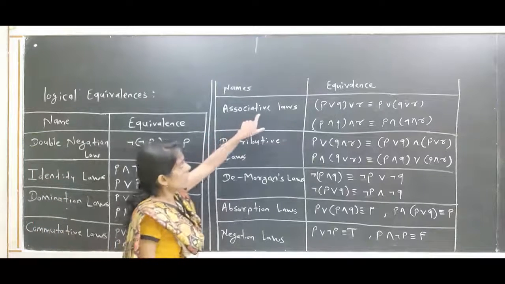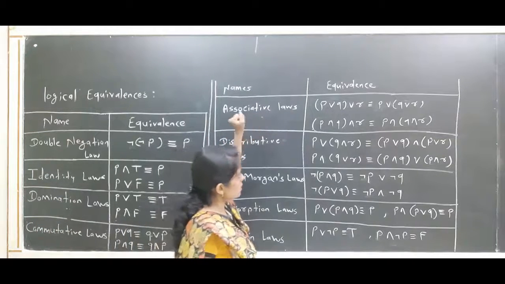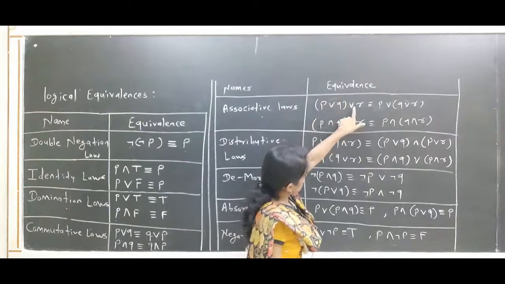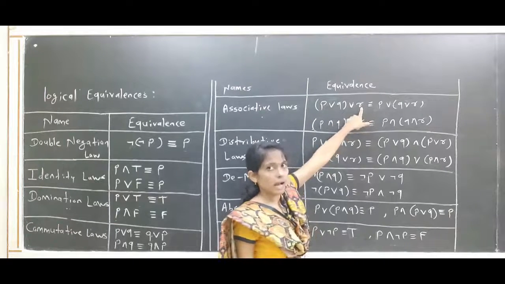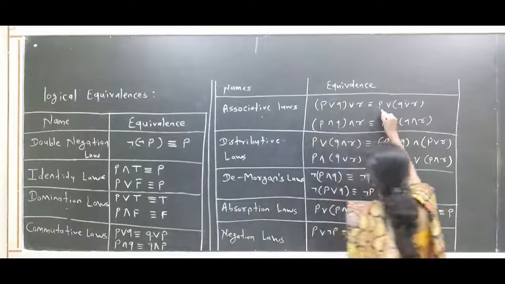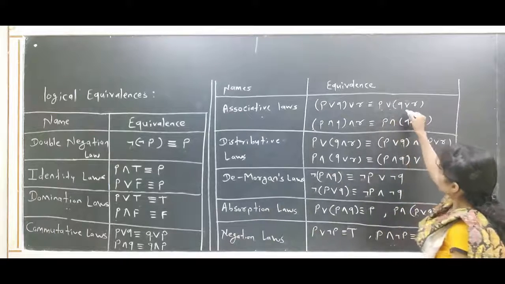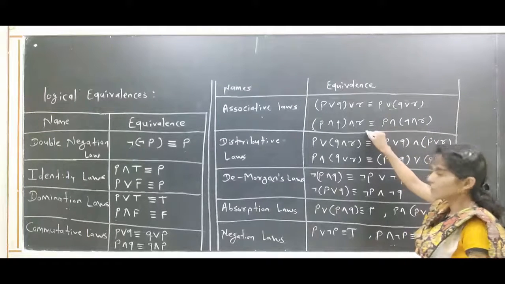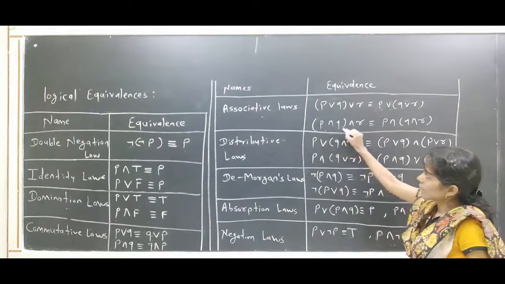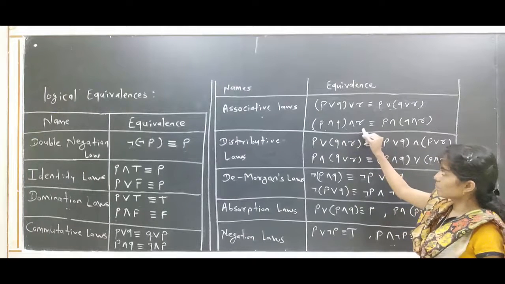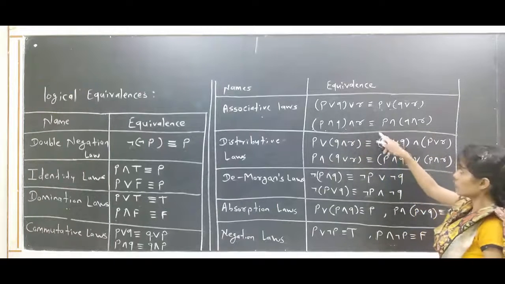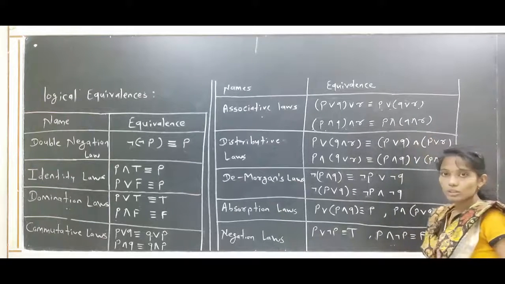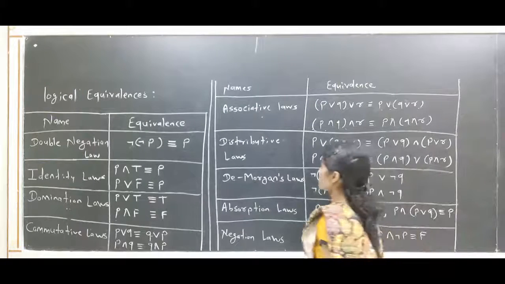Now next law, associative laws. First associative law: in bracket P disjunction Q, bracket complete, disjunction R. So here we get P disjunction in bracket Q disjunction R. In a similar way, second, in the form of conjunction: in bracket P conjunction Q, bracket complete, conjunction R is equivalent to P conjunction, in bracket Q conjunction R. Okay.